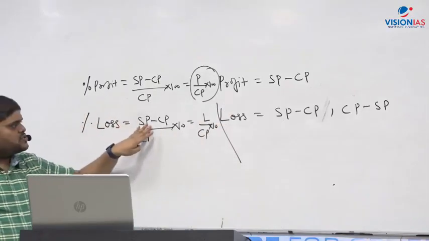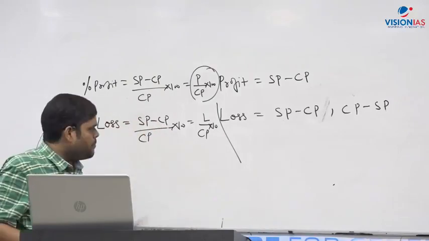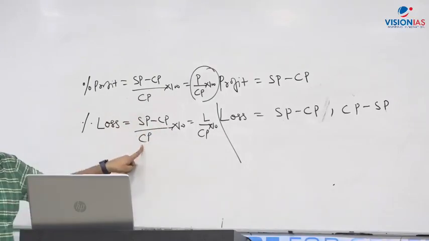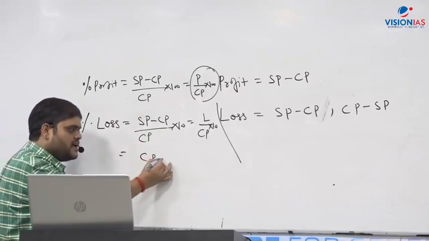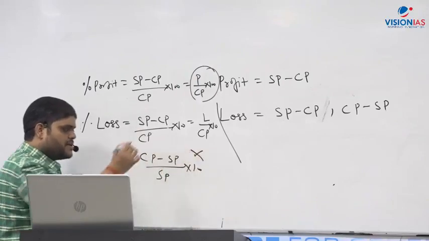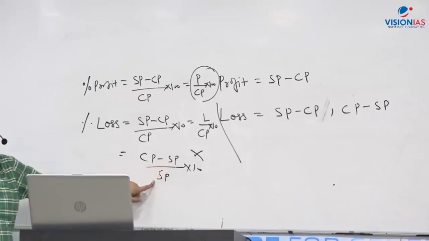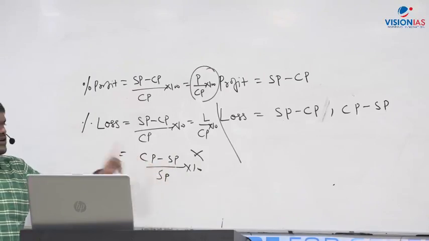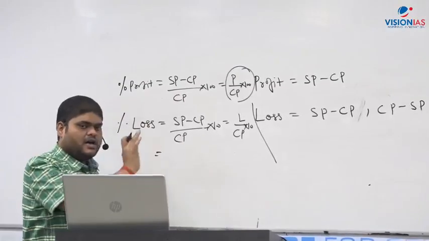Don't get confused, CP minus SP or SP minus CP, you can go by any way. But always in denominator, CP will come. You cannot say CP minus SP upon SP into 100. This will be wrong. Final value minus initial value upon initial value. This will be wrong. Okay? It will be always be calculated on CP.